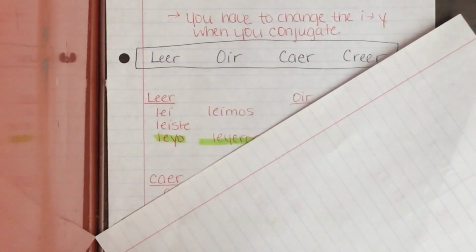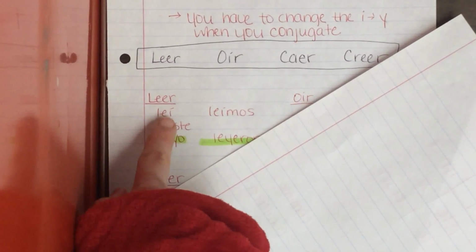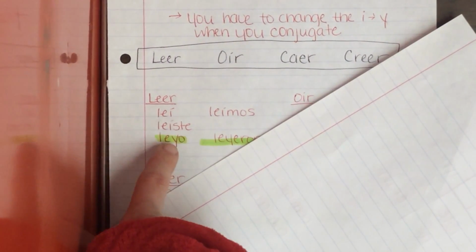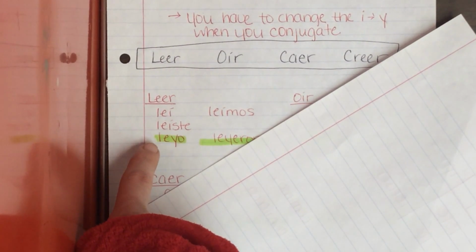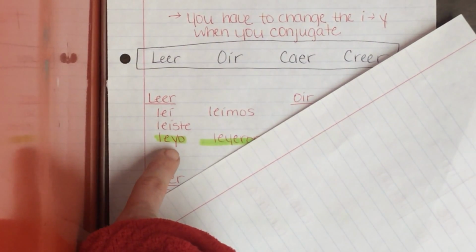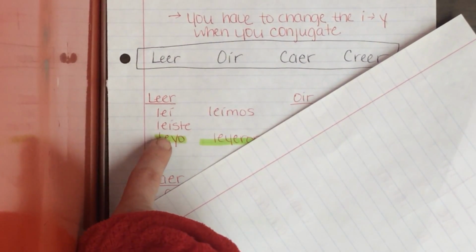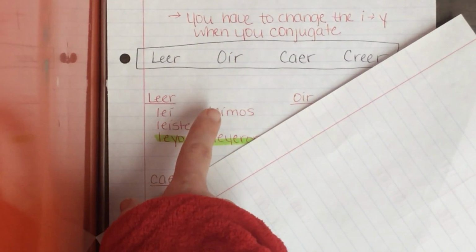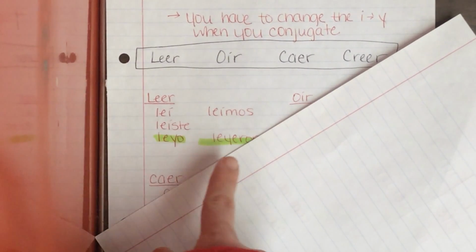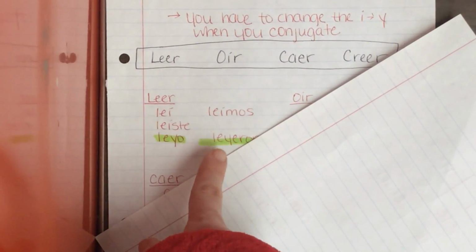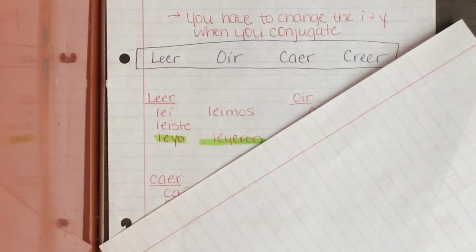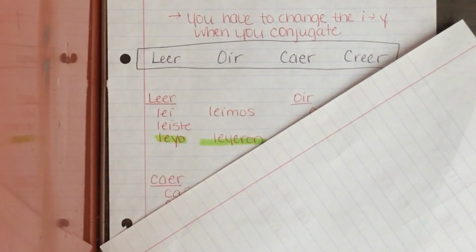Here's leer. I've conjugated it like normal in the yo, iste, and here we get to the él, ella, usted form, which is part of preterite rule numero dos. I went ahead and changed the I to a Y. Back up to the nosotros form, the imos, and then down into the ellos, ellas, ustedes form. There I went ahead and changed the I to a Y.